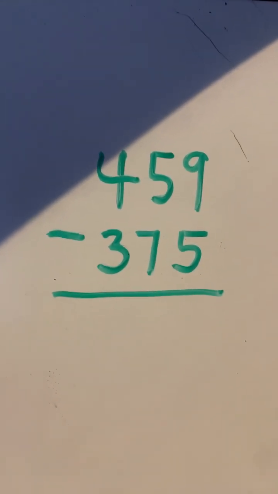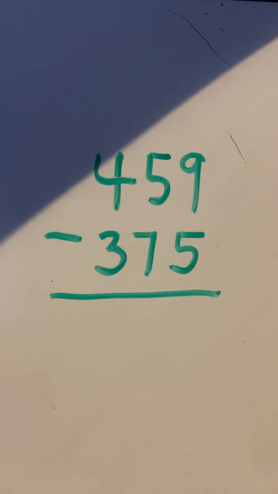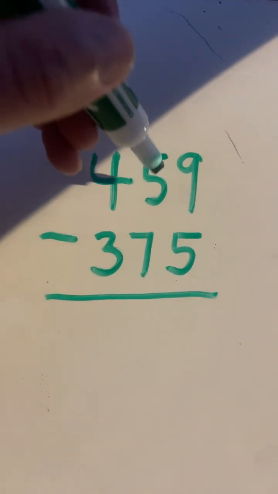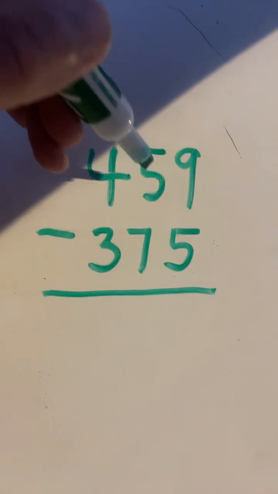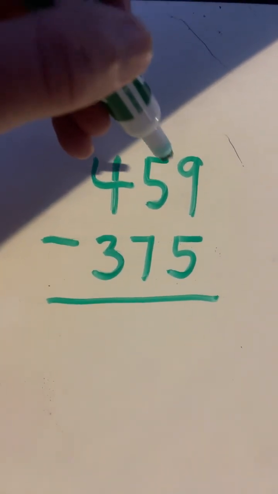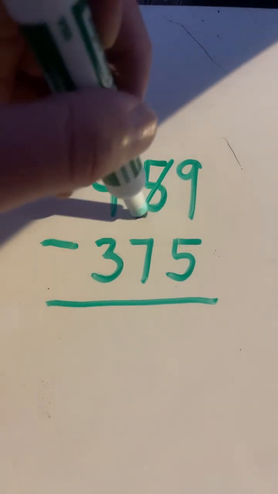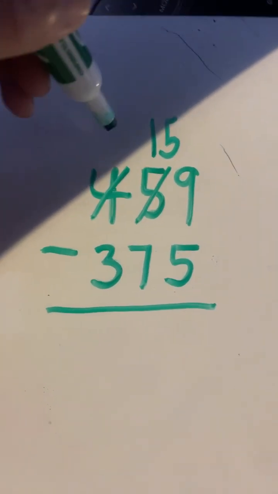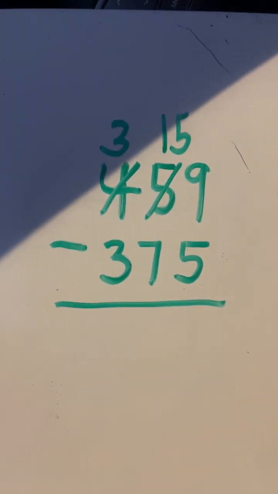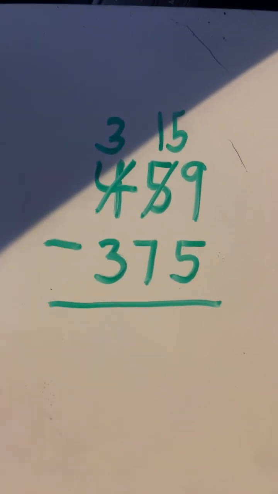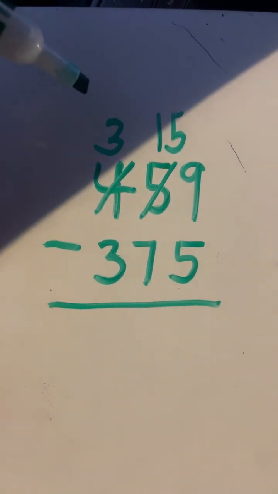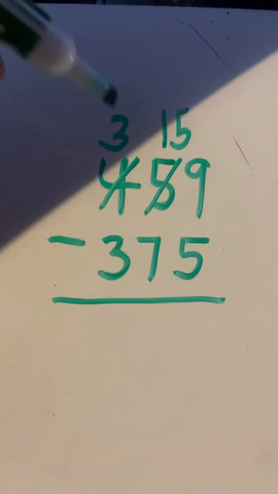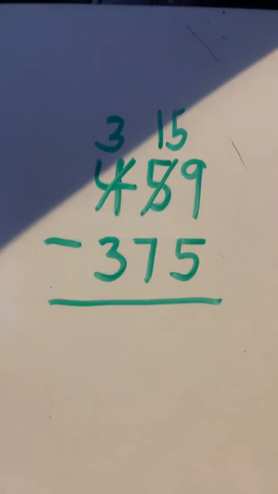So checking if regrouping is needed. Got to regroup in the tens place because we can't start out with 5 and take away 7. So that 5 is going to become a 15. That 4 is going to become a 3. It doesn't really matter which order you do it in, as long as you're adding 10 and taking away 1. It doesn't matter which step you do first, as long as you're doing both steps.